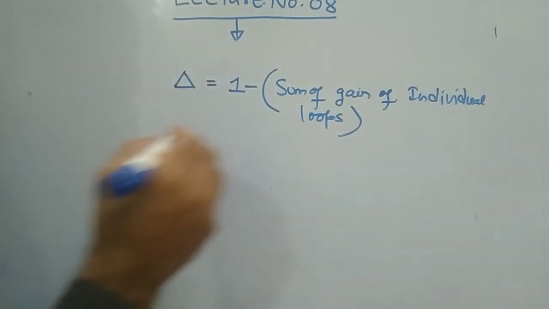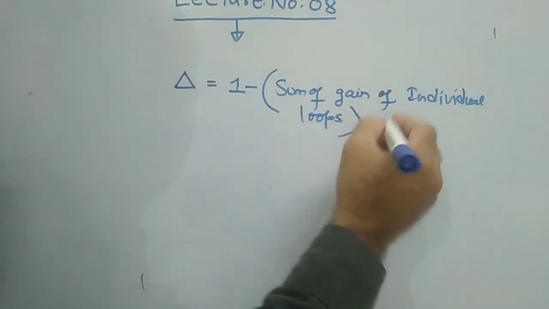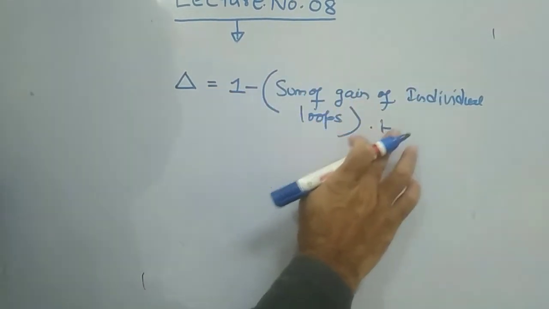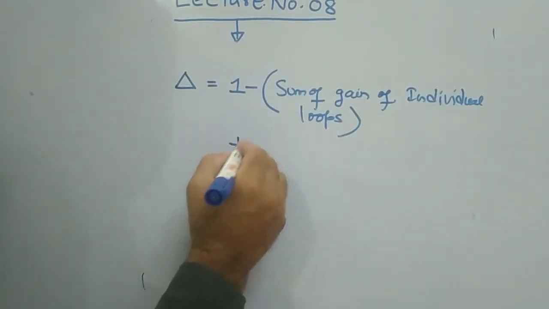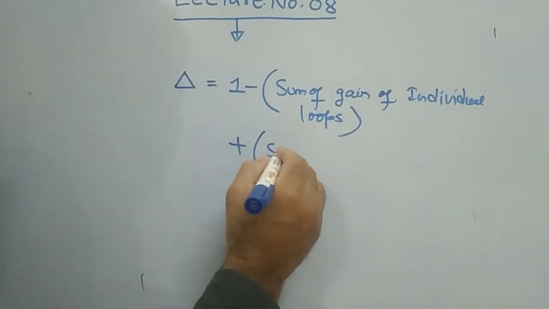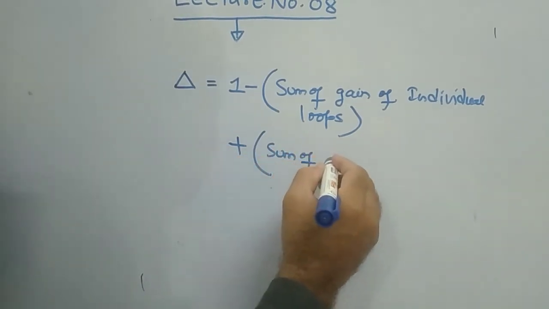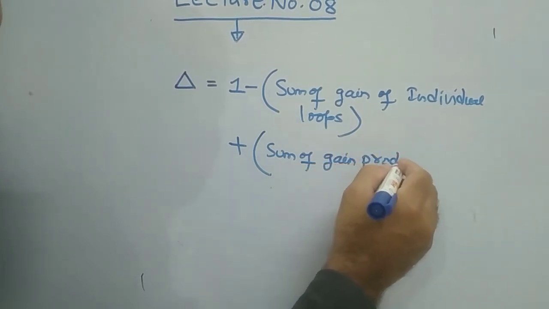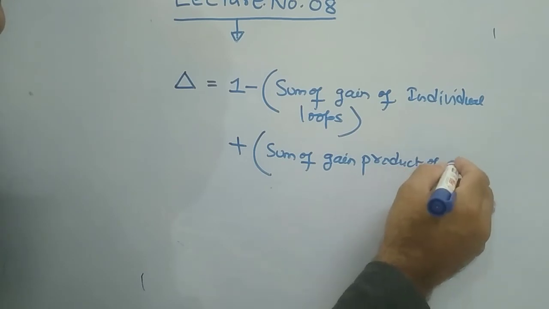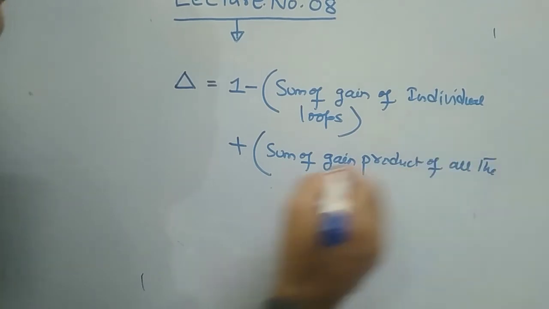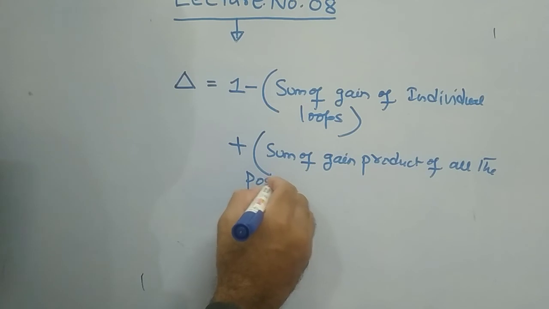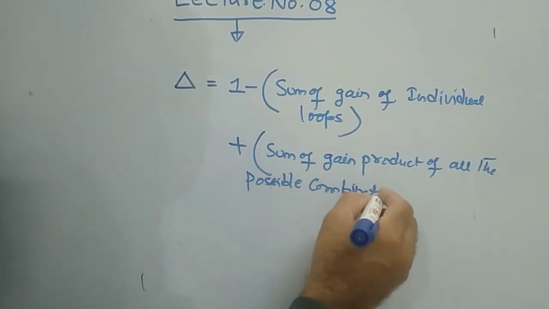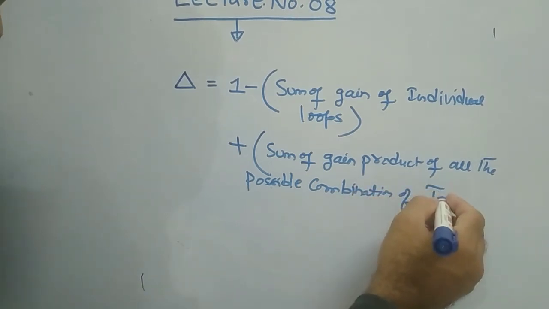You have minus here, no? Next, in the second parameter, plus will come. 1 minus the sum of gains of individual loops plus the sum of gain products of all the possible combinations of two non-touching loops.